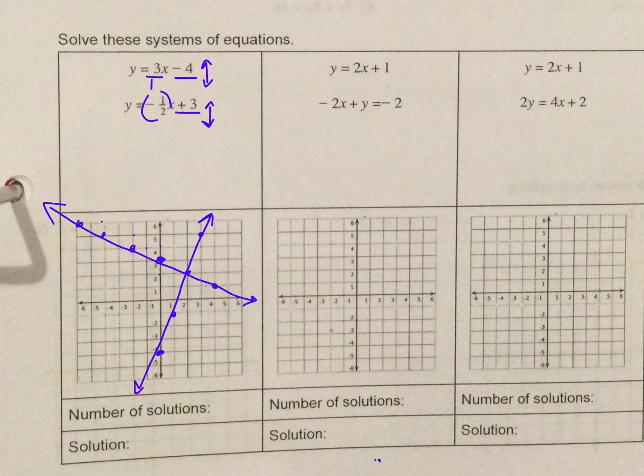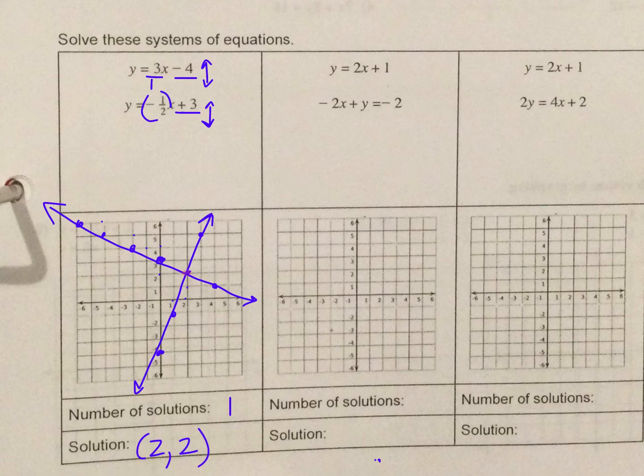So, the number of solutions, this has one solution. The lines cross one time. They cross right here, right in the middle. Our coordinates for that, I'm going to go 2, 2. So the solution for that equation is 2, 2.